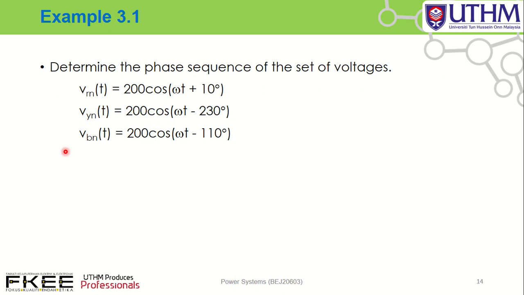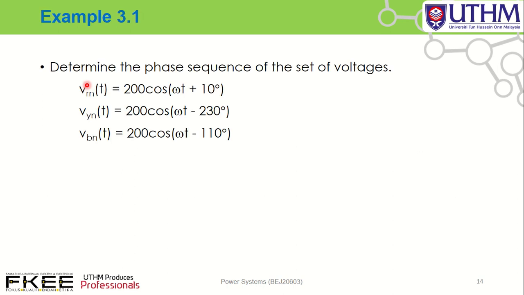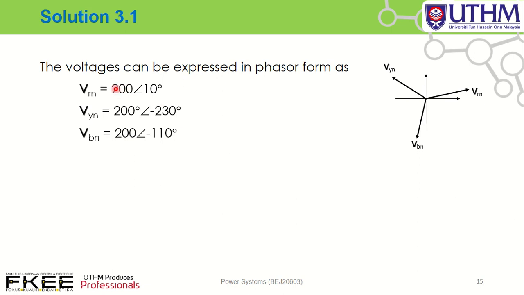Okay, first of all, we need to convert to the phasor form. You can write your voltage equations from the time domain to the polar form. This is the magnitude, which is given, so we write the magnitude, and this is the angle. This is the magnitude and angle for VRN, VYN, and VBN. From the polar form you can draw the phasor diagram. From the phasor diagram, it is easy for you to understand whether this one is RYB or this one is RBY. Okay, you draw the phasor diagram.